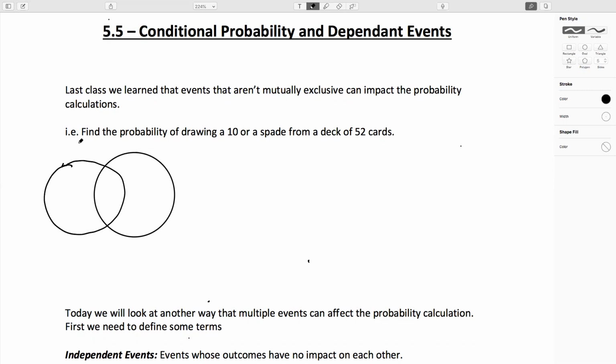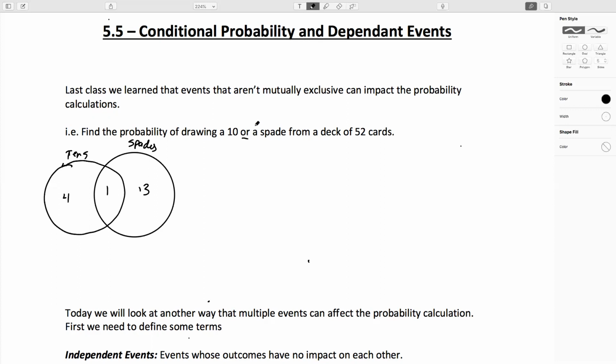So let's see, these are 10s, so there's 4 10s. There's spades, of which there's 13. Oh, there is one 10 that is a spade. And we want to find the probability of drawing a 10 or a spade.